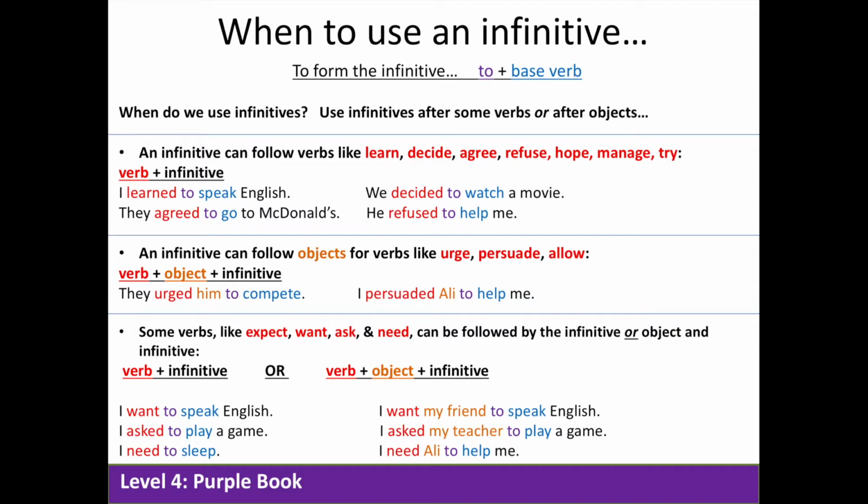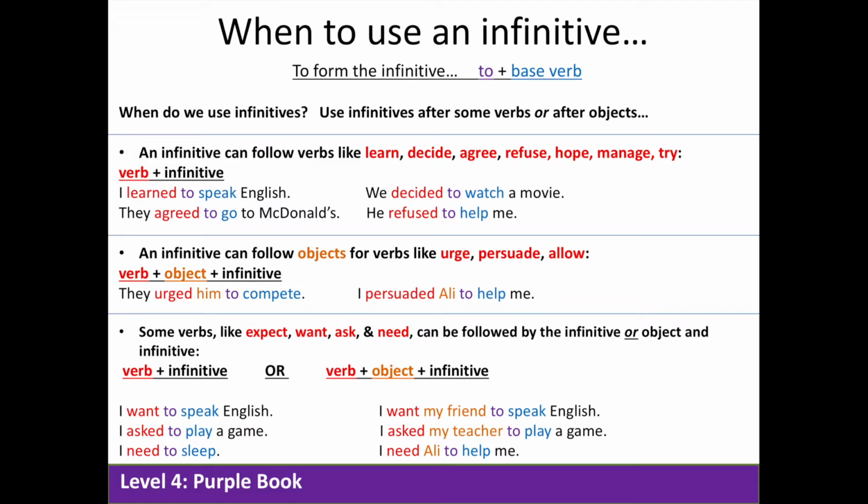blue. However, we can also include the object after the verb and before the infinitive. Some examples: I want my friend to speak English. I asked my teacher to play a game. I need Ali to help me.